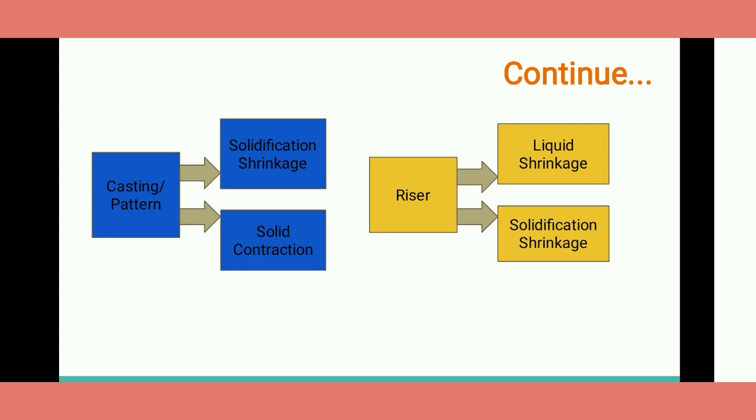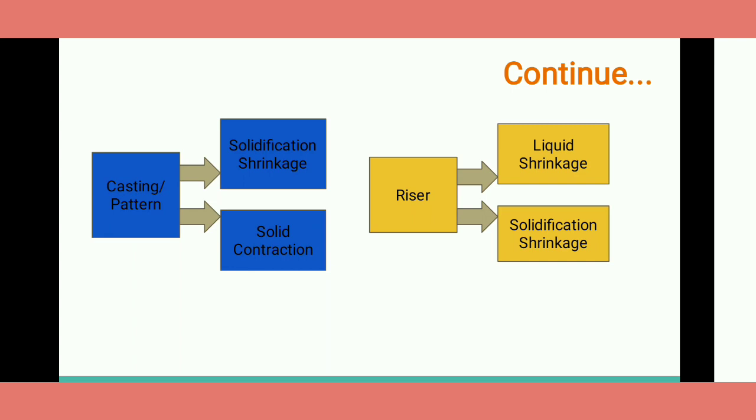Next, if we are talking about the casting, then the casting is basically the mold cavity. Whatever material is there, if it is liquid, it comes out, but the material in the solidified form will be our final shape, so that will become a solid. So the shrink allowance is affiliated with solid contraction and solidification shrinkage.